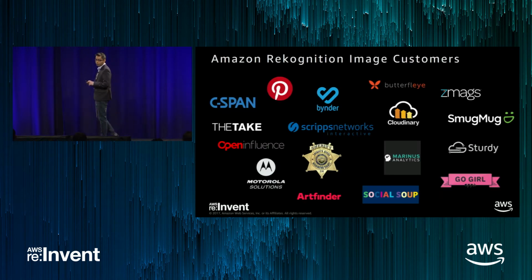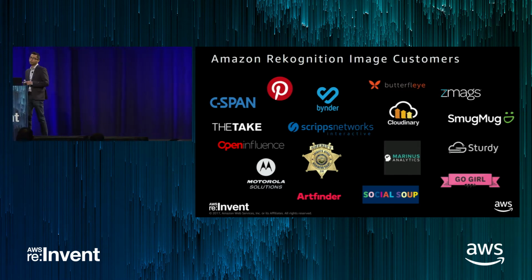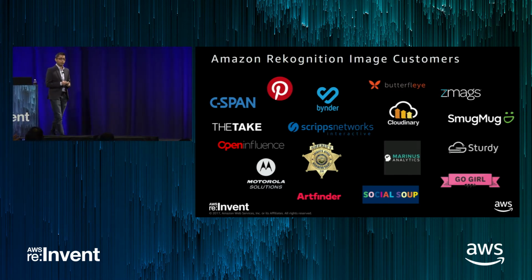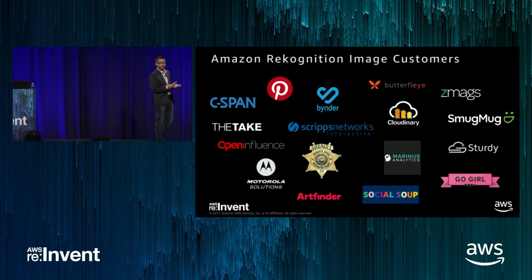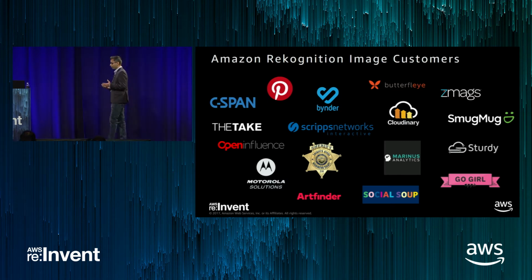Since we launched this service, we have seen a lot of different verticals adopting it. And in the list of customers that we have today, you can see that there are some themes here. If you look at verticals like media and entertainment, you would see names like C-SPAN, Pinterest, OpenInfluence, Scripps Network. And when I say media and entertainment, I also include things like social media in that. There's also a big uptake on things like public safety. So if you look at names like Washington County Sheriff or Marinus or Motorola, or Butterfly, these are all in the space of public safety or even home safety. So there's a lot of good stuff coming out there.